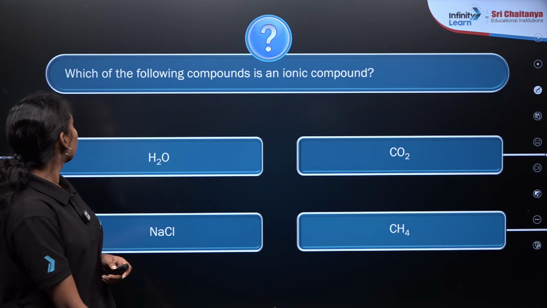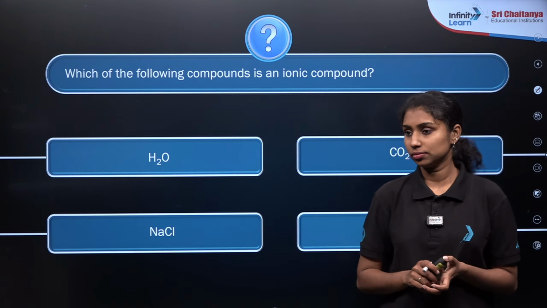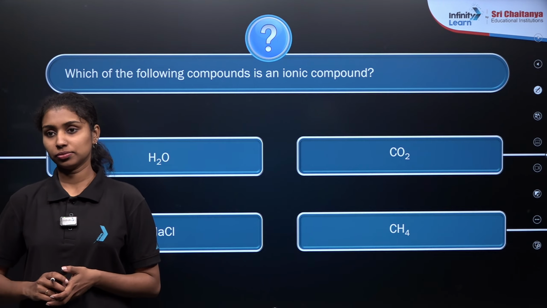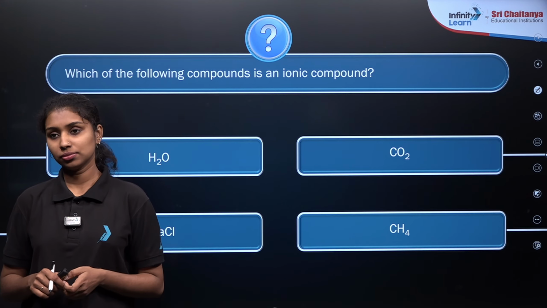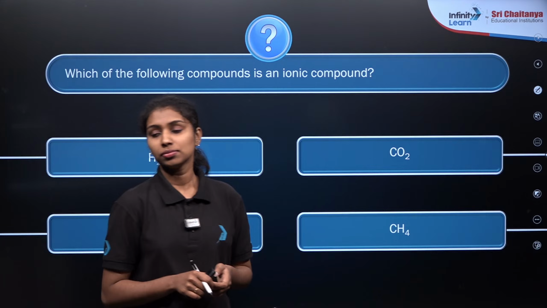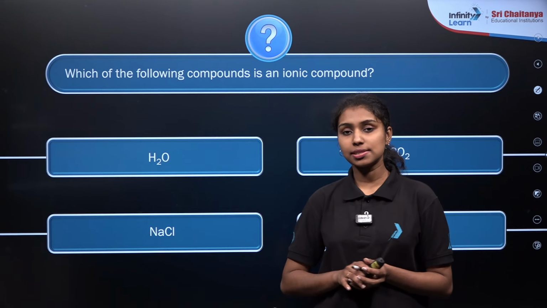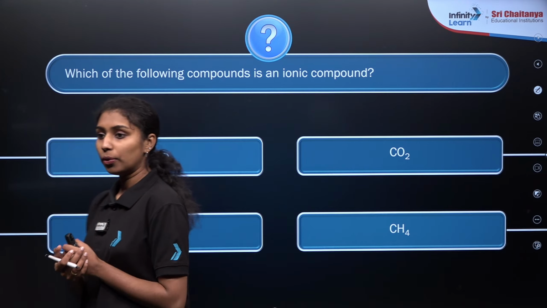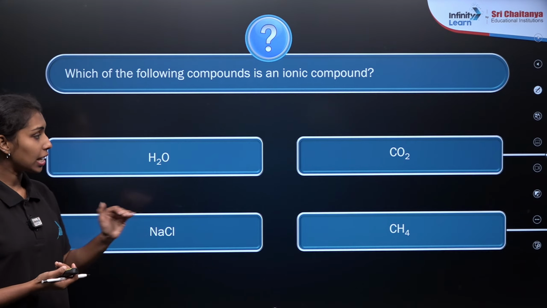Here is the next question. Which of the following compounds is an ionic compound? Yes, sodium chloride, right? So instead of sodium chloride, if they are giving MgO, magnesium oxide, or any other compound, you will get an idea that it will be an ionic compound. They are formed by the transfer of electrons, right?